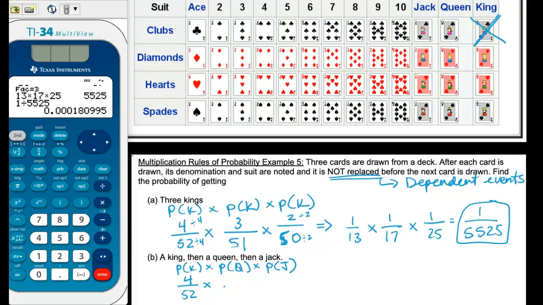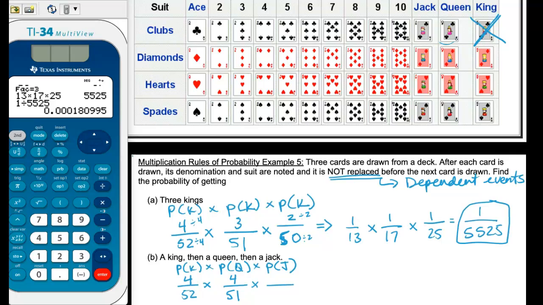Now I have only 51 cards in the deck. How many queens do I have? Well, 1, 2, 3, 4. There are 4 queens. So notice in this example, my numerator doesn't decrease at all because I'm asking for a different card. So picking a king the first time didn't affect my numerator of picking a queen.